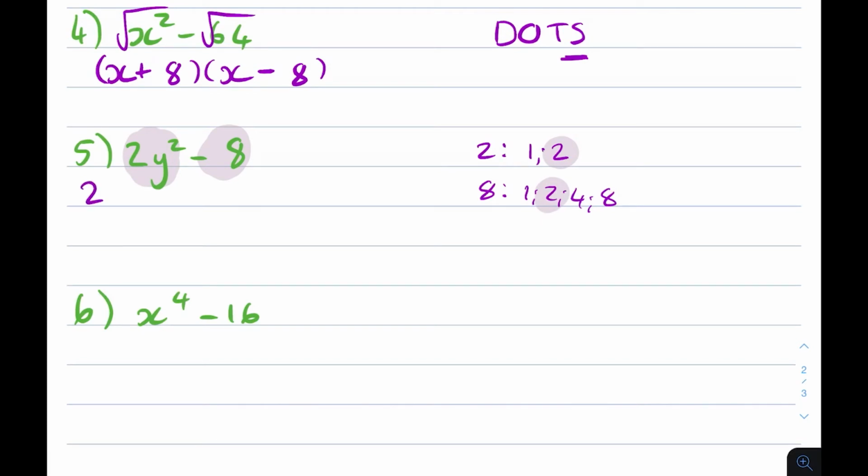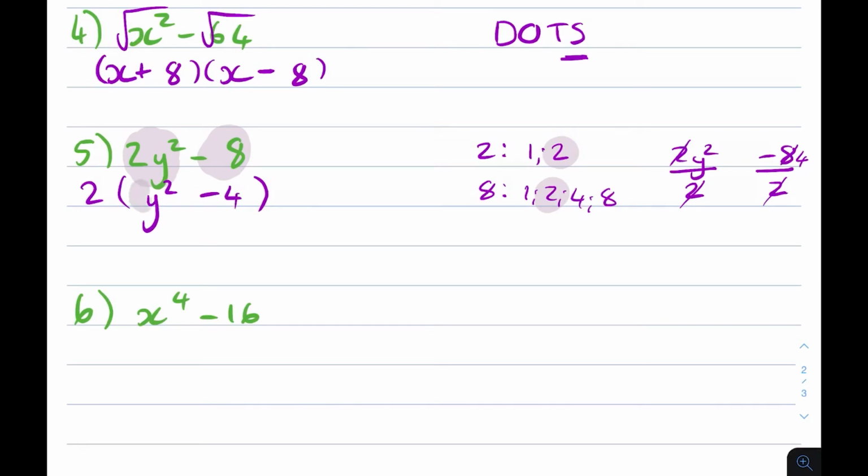So let's take out a 2. If I had 2y squared and I'm dividing out a 2, the 2's divide out with each other, and I have y squared left. And if I had negative 8 and I'm dividing out a 2, the 2 divides into itself once and into 8 4 times, so I have negative 4.